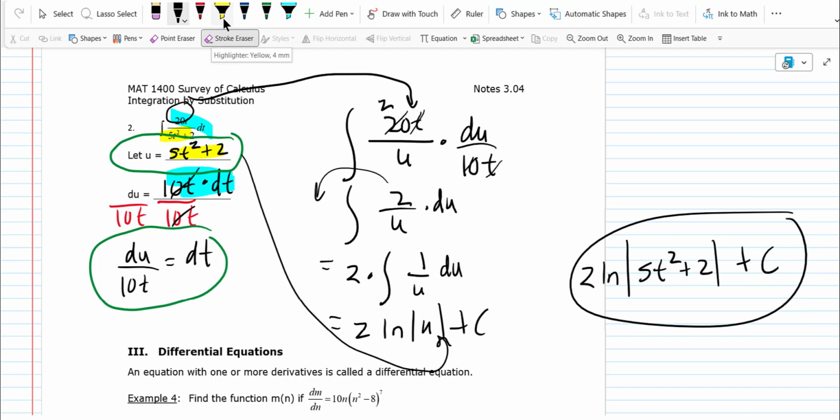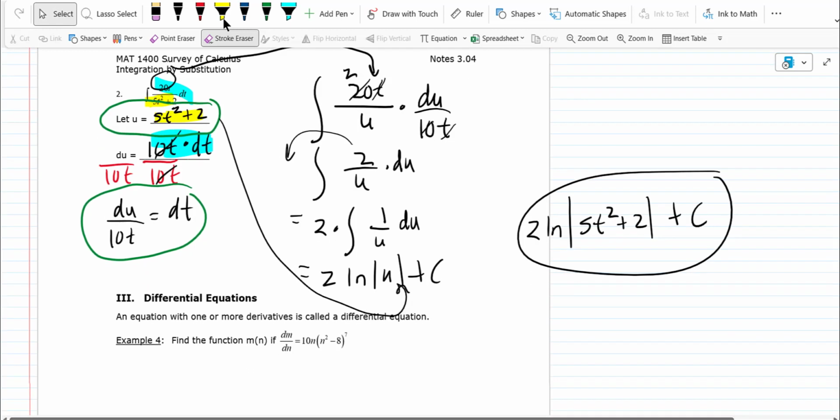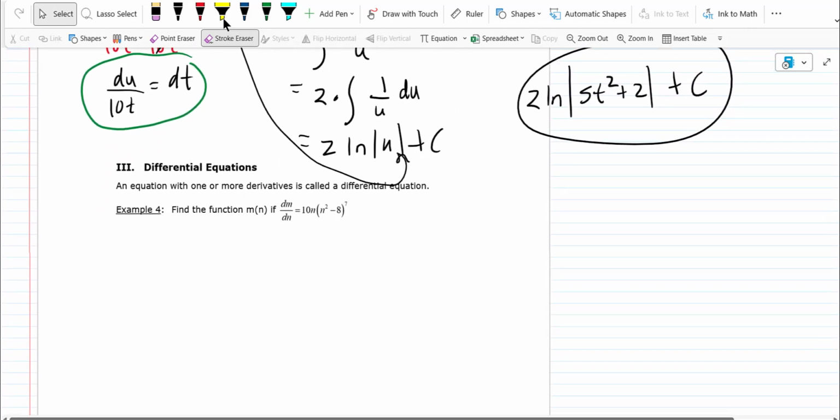Okay, you can do it. That's probably as difficult as the integration we'll get in this class. And like Calc 2, when I teach that, it gets pretty dang complicated. But that's as far as we take integrals in a class like this. All right, I am going to go through and do these differential equation examples. Then we'll take a break.